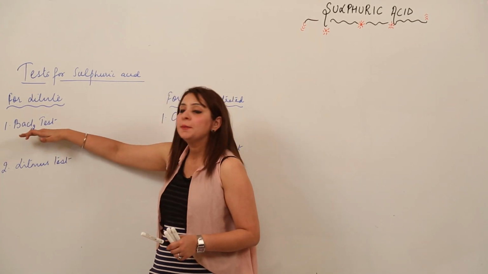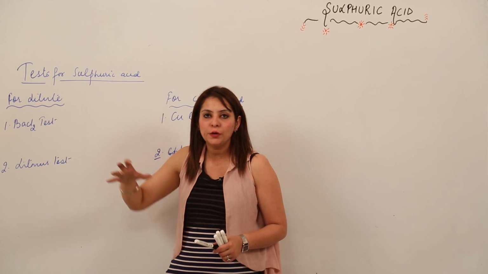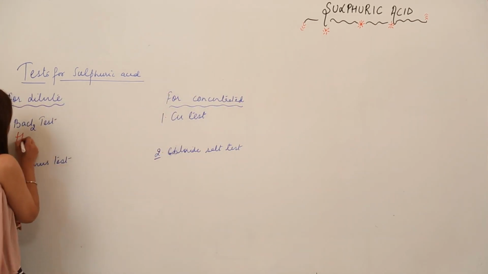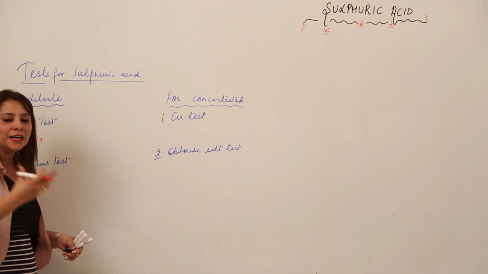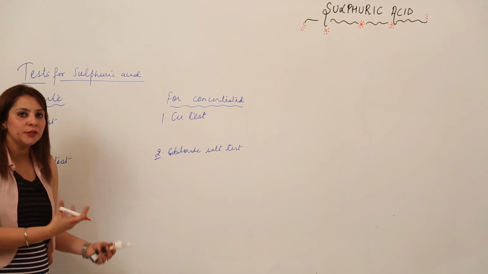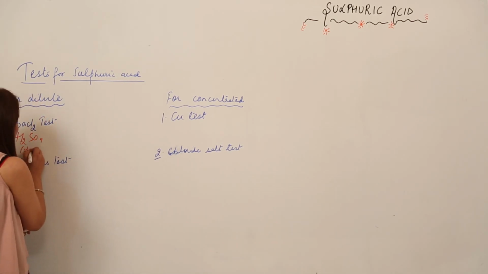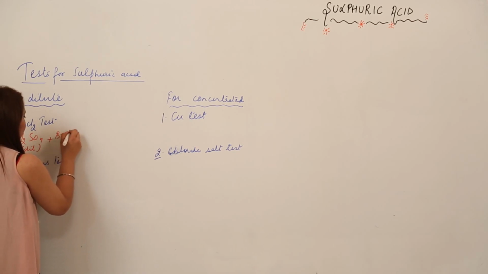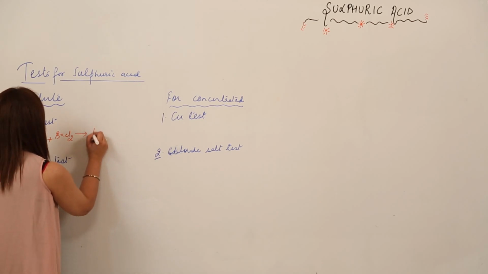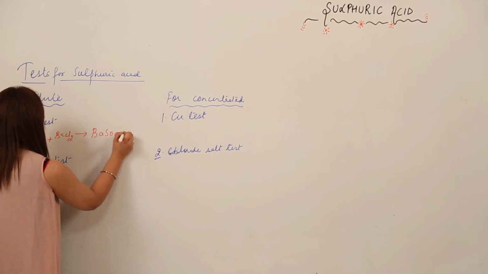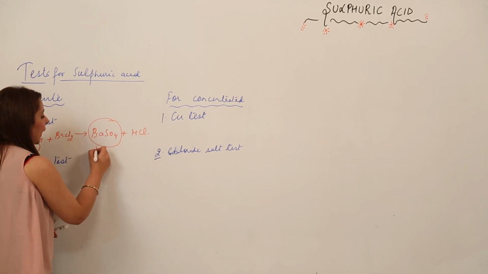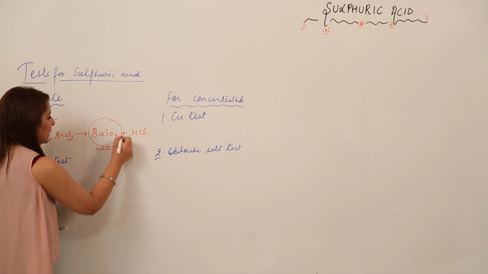The first test is the BaCl2 test, that is the barium chloride test. What we are going to do in this case is react the given substance which you are asked to identify. Suppose it is sulfuric acid, then this possible reaction will take place. So suppose we have dilute sulfuric acid, we add barium chloride to it. So what are we going to get? Obviously we are going to get BaSO4 plus HCl, right. This BaSO4 is a white precipitate, it stays behind.